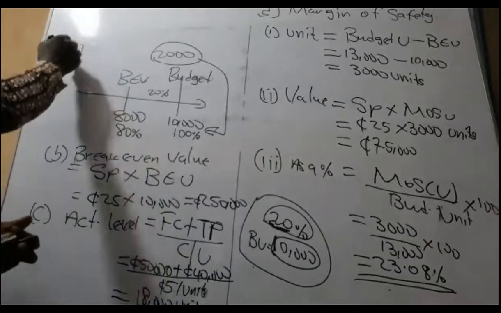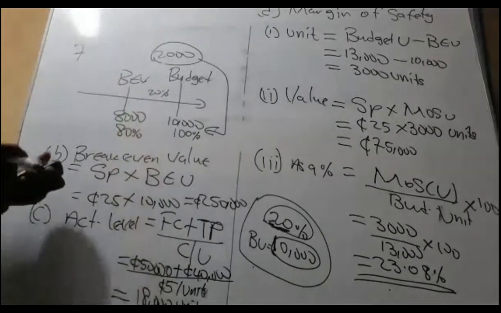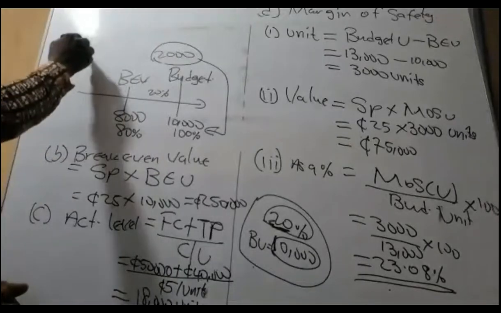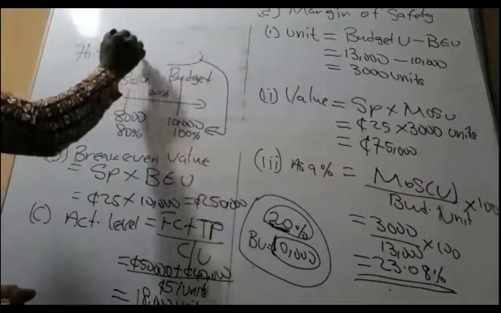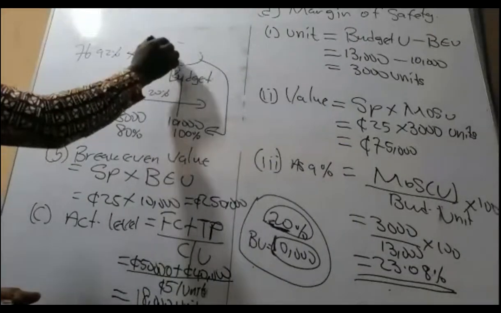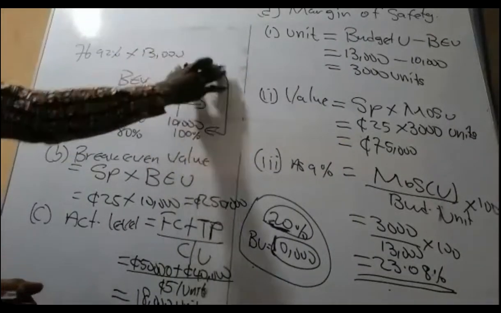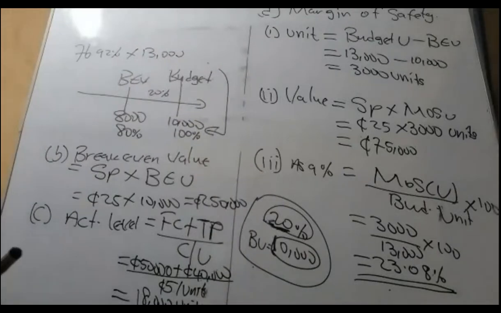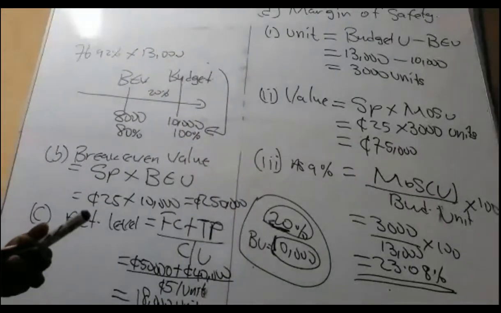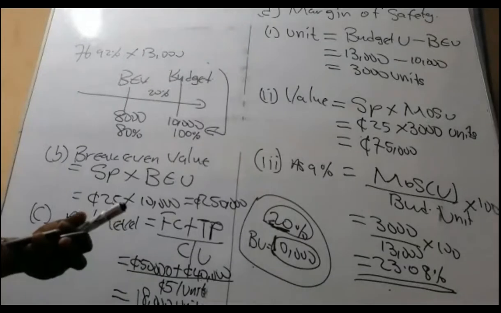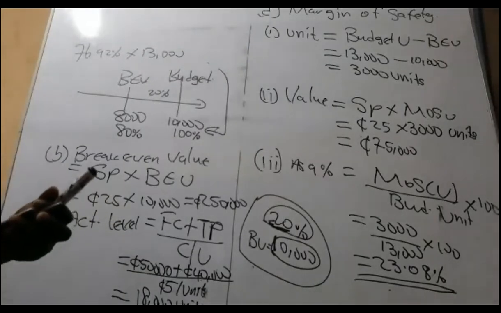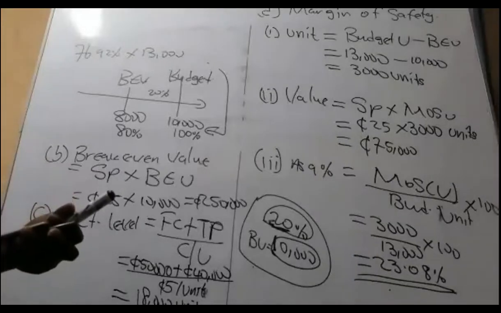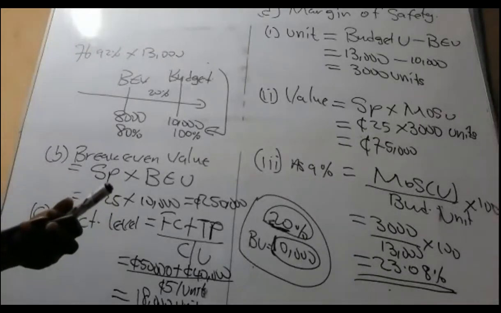So let's see. 76.92% times 13,000. That should give us the break-even units. So 0.7692 times 13,000. Wow.